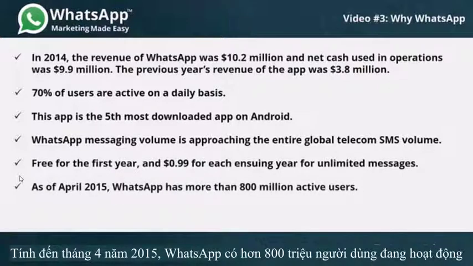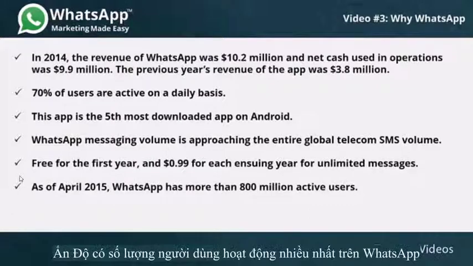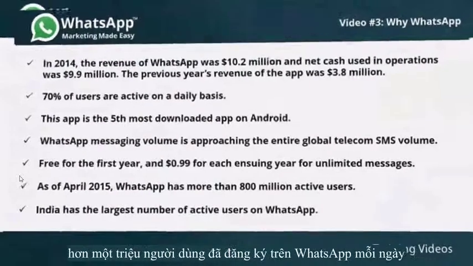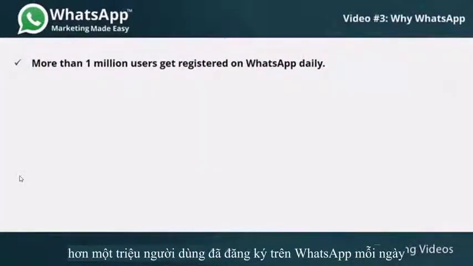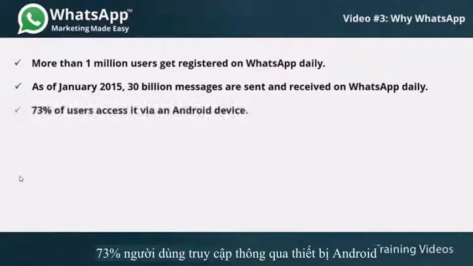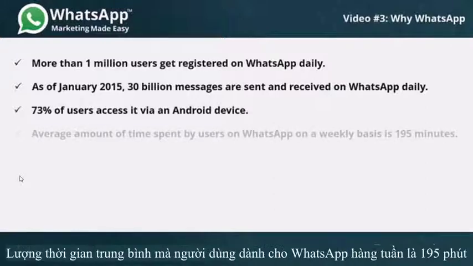As of April 2015, WhatsApp has more than 800 million active users. India has the largest number of active users on WhatsApp. More than 1 million users get registered on WhatsApp daily. As of January 2015, 30 billion messages are sent and received on WhatsApp daily. 73% of users access it via an Android device. Average amount of time spent by users on WhatsApp on a weekly basis is 195 minutes.